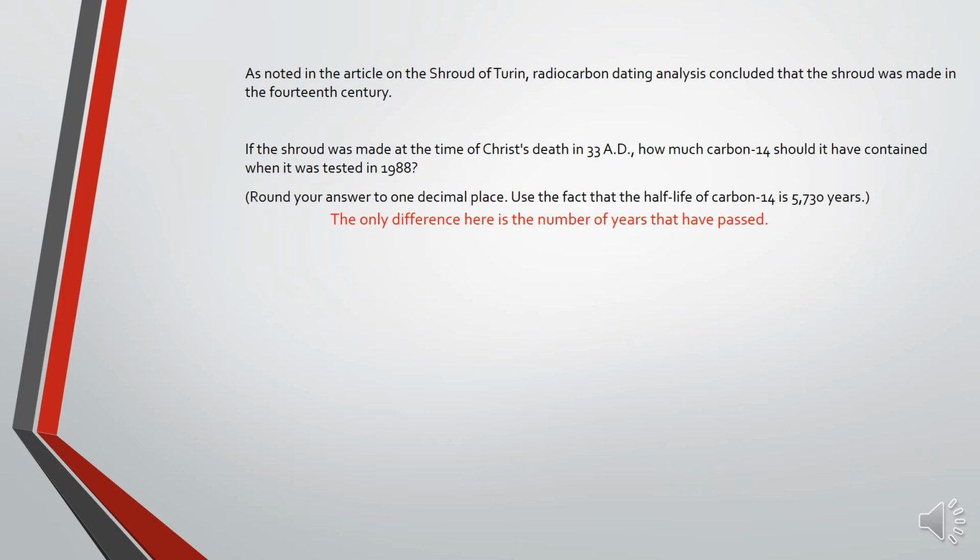All right, so the only difference between this problem and the problem we just did is the number of years that have passed. So we need to recalculate t. Remember, t tells us how many years have passed. So therefore, instead of having 1988 minus 1635, this time we're going to have 1988 minus 33, which is going to give us 1,955 years. All other calculations will be exactly the same. I'm going to give you a chance to pause the video now, and then you can check your answer and make sure you get the question right.